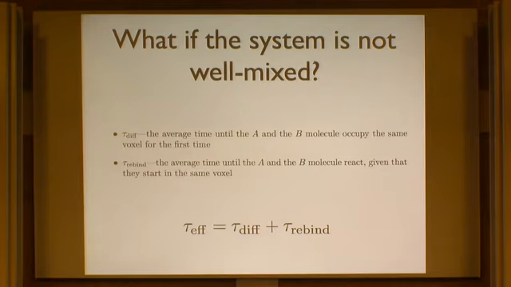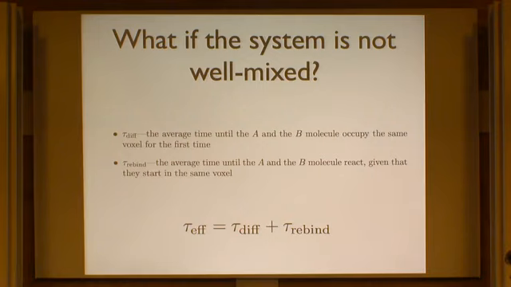So the question then is, what if the system is not well mixed? How do we get the reaction rates? It's pretty much the same approach as when you get the effective rates. In this case, instead of tau diff being the time until they're at contact, it's the time until the molecules occupy the same voxel for the first time. That's the corresponding mesoscopic tau diff. Tau rewind is the average time until they react, given that they start in the same voxel. So you can write the mean effective binding time as the sum of these two.